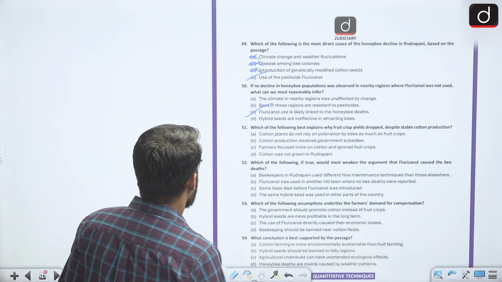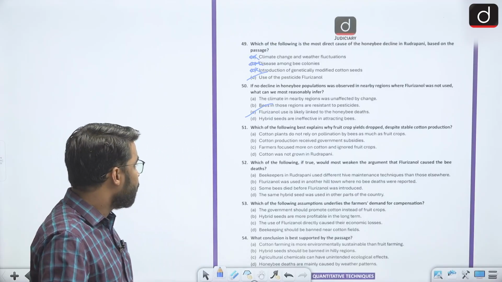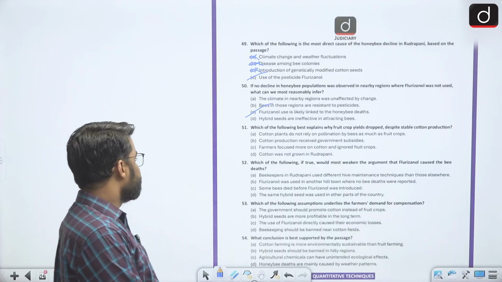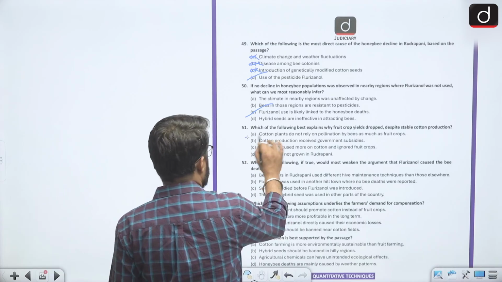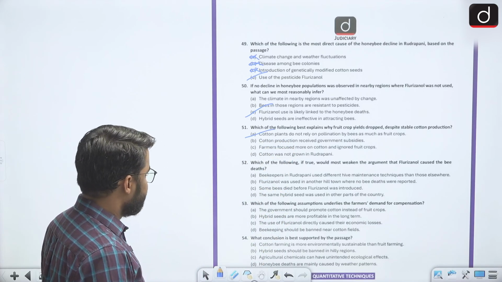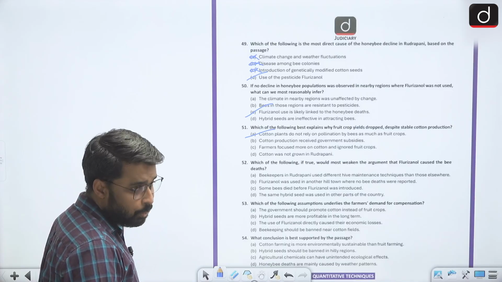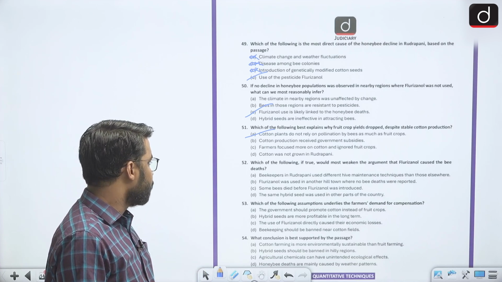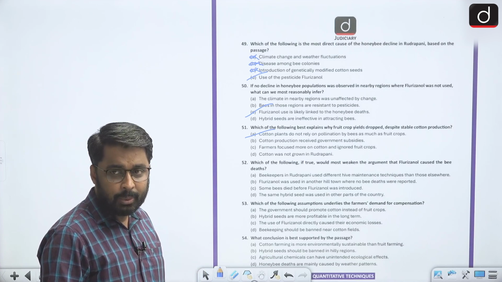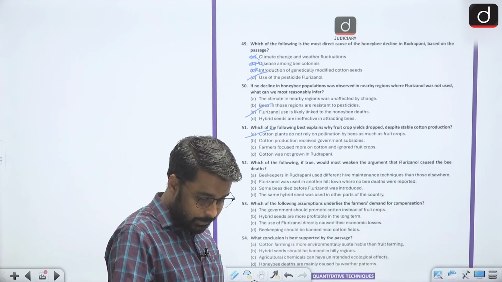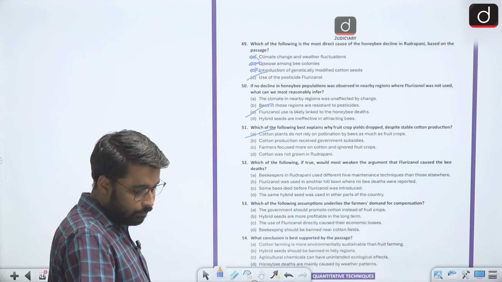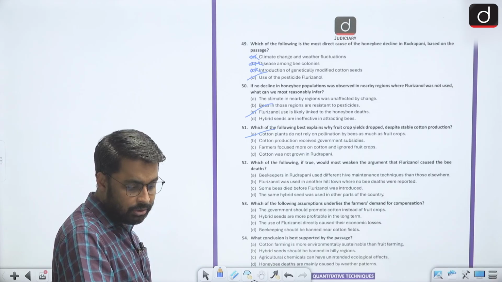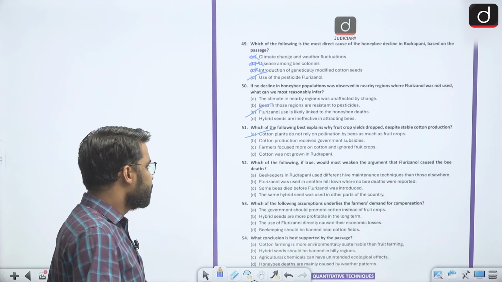All right. Next one, which of the following best explains why fruit crop yields dropped despite stable cotton production? Cotton plants do not rely on pollination by bees as much as fruit crops. Yes, correct. Cotton plants do not rely on pollination, but for fruit crop, pollination is very important. It is a crucial factor, and because of the use of fluorosanol, there was a decline in bee population, so it would be the reason. So correct answer will be option A, because the honeybee decline affected pollination, which is critical for fruit crops.